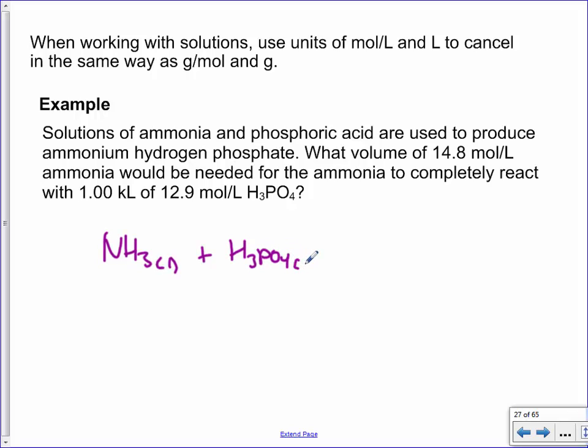Okay, because that's what we have written there. What volume of 14.8 moles per liter ammonia will be needed? So do we balance it? Okay, so the main thing now is that we just need to balance this. So we know the recipe, we know the ratios. So we've got, right, so we have 6 H's right here plus 1.